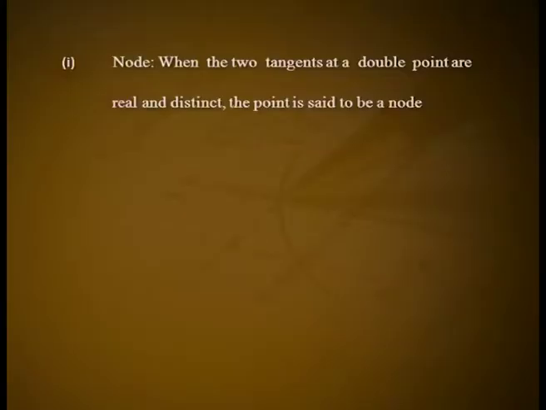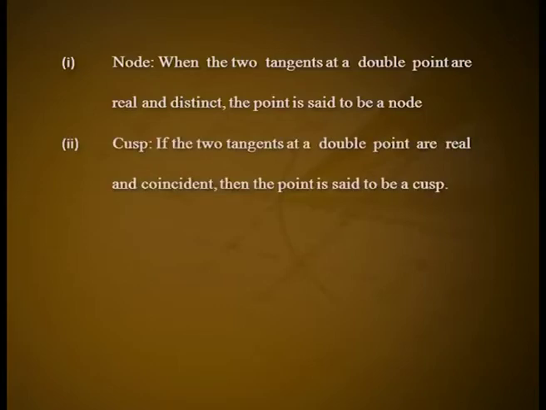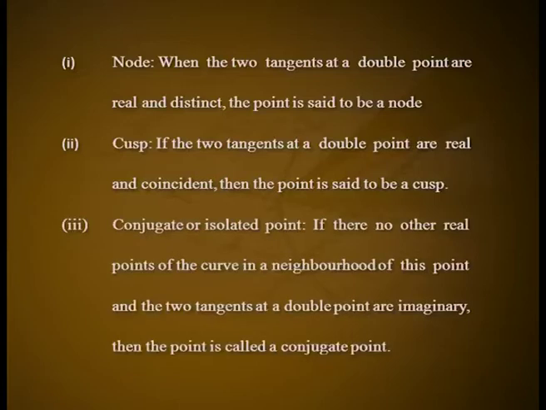First one, node. When the two tangents at a double point are real and distinct, the point is said to be a node. 2. Cusp. If the two tangents at a double point are real and coincident, then the point is said to be a cusp. 3. Conjugate or isolated point.